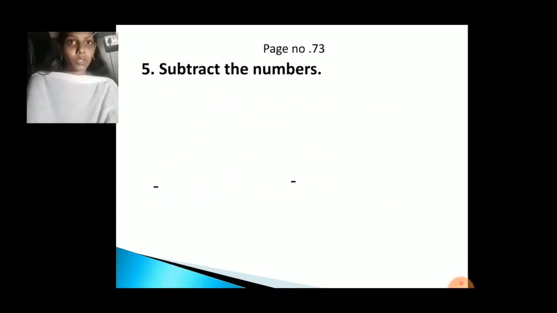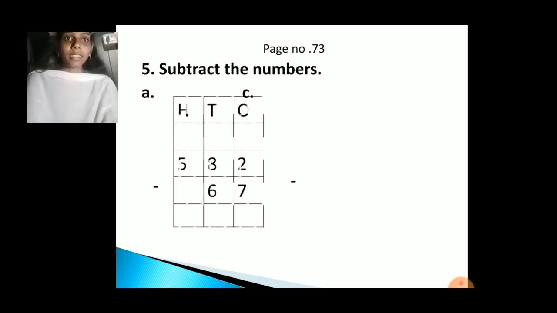Now students, open your maths textbook, page number 71. We will solve textual sums. Question number 5, subtract the numbers. Okay, we will solve a sum. See this sum. Here you have to subtract 582 minus 67.